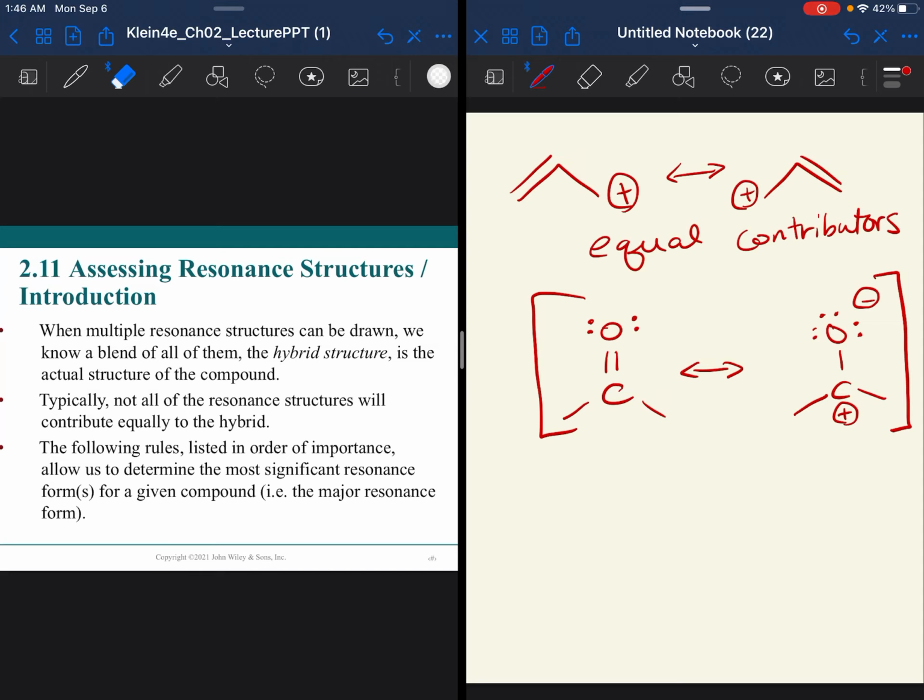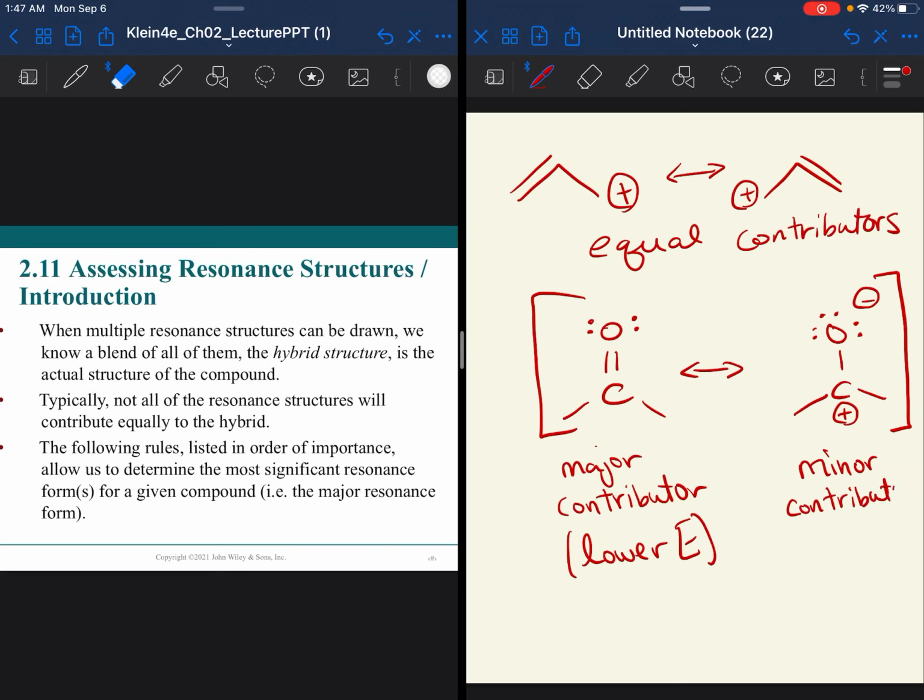I chose this as an example to start with because it's a little more intuitive. The one that's neutral and has all of its octets filled is going to be the major contributor. So the hybrid is going to look more like the major contributor. Tends to be lower in energy. And the one with the formal charges over here is going to be a minor contributor, and it's higher in energy. Now, that one's a little bit more standout. It's not always as obvious.